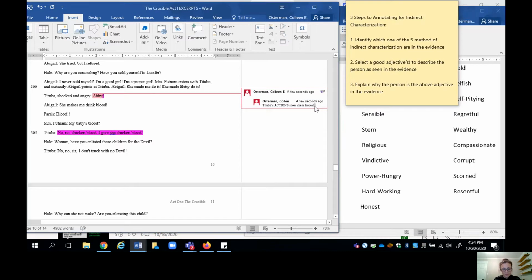Why does this evidence show that she's honest? Because Tituba is in such disbelief that Abigail would say something like that about her. Now you have to remember, Tituba's been around for a long time. Tituba's basically like their nanny or their caretaker. Tituba's helped raise Abigail. So for Abigail to accuse her of something like that is just awful.